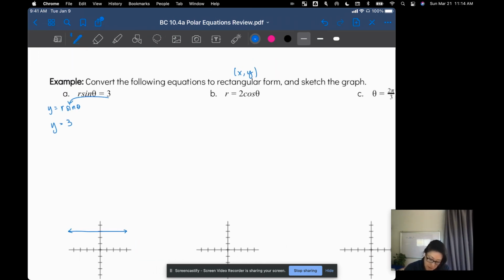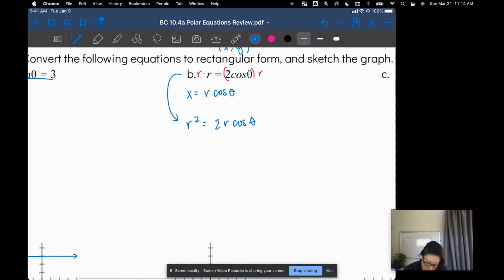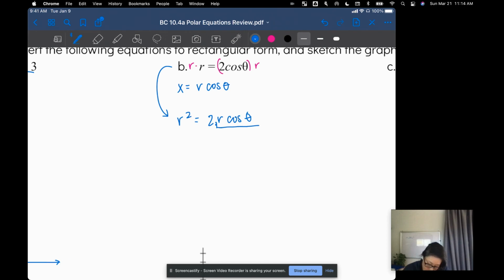Okay. Next one, r is equal to 2 cosine theta. This is close to what we know. We have x is equal to r cosine theta, but the r is missing here. So we're just going to multiply both sides by r. We get r squared is equal to 2r cosine theta. And then I can replace this r cosine theta with x, and we can replace r squared.